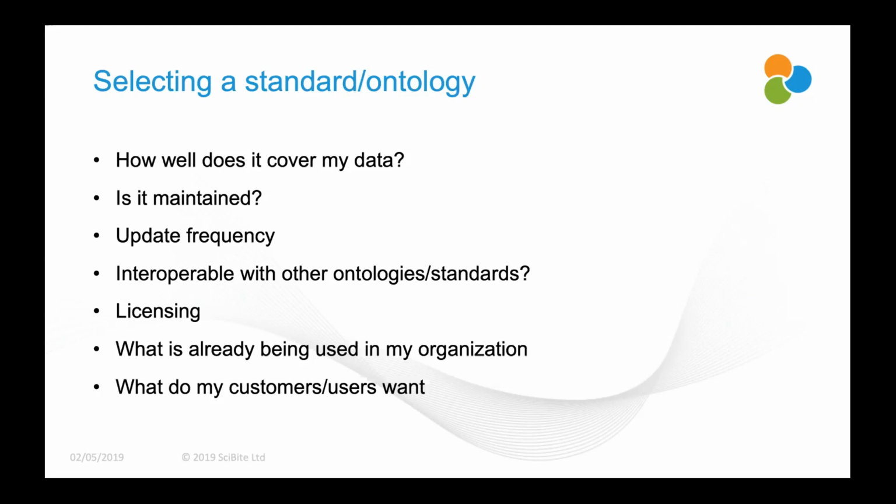Update frequency. How often does the ontology get updated? How big are those changes? And how am I going to handle those changes internally if they are frequent? Is it interoperable with other ontologies? Does it overlap with other ontologies, and are those overlaps handled cleanly? That's one of the advantages of using the OBO Foundry ontologies that I've described, is that they handle that kind of interoperability very cleanly.